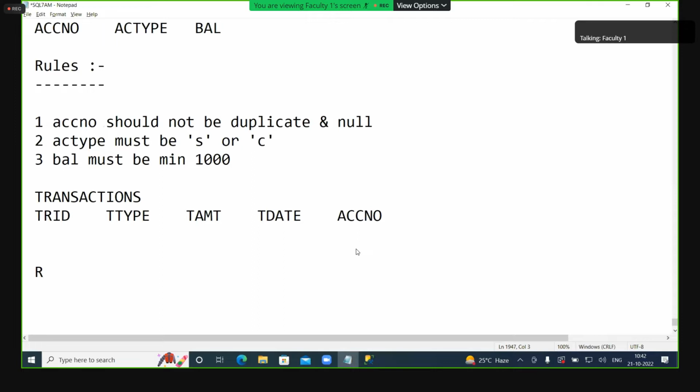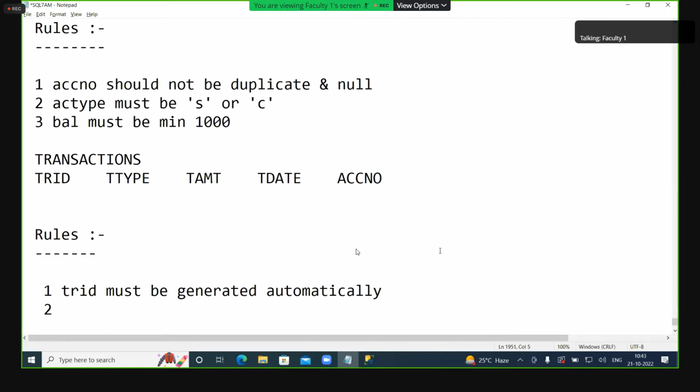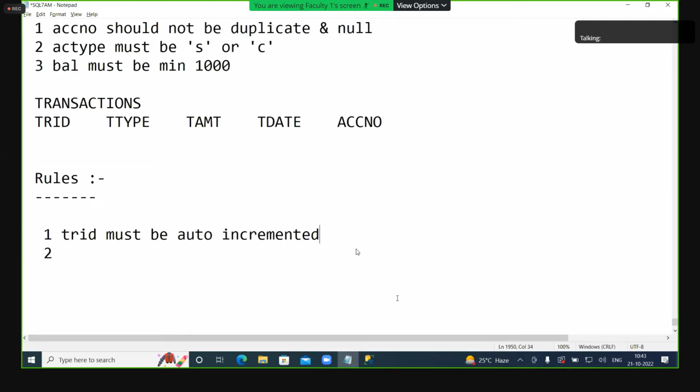Then next, what are the rules? One rule is that transaction ID must be generated automatically, auto incremented. You know how to auto increment transaction IDs? Identity. Transaction type must be withdraw or deposit.